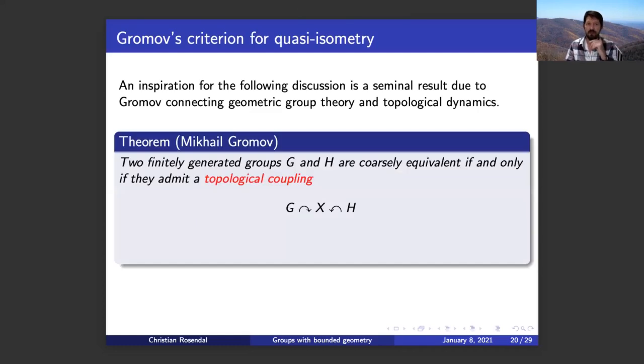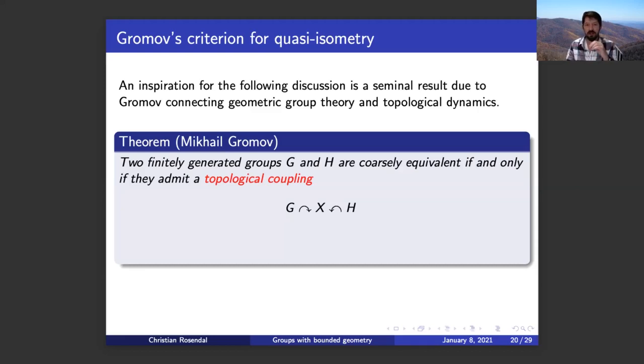So Gromov established this early on in his work on geometric group theory. Let me just formulate it here in the setting that he considered, namely, you take two finitely generated groups, and then you have their geometries from the word metric. So these groups are coarsely equivalent, some geometric type of equivalence, if and only if they admit some type of dynamical coupling, or topological coupling.